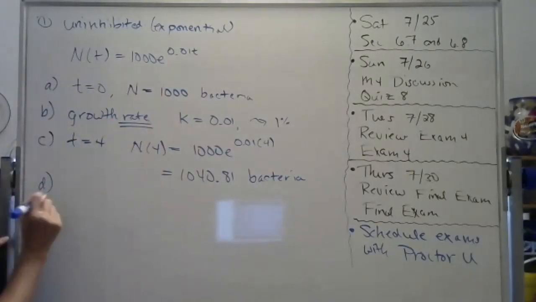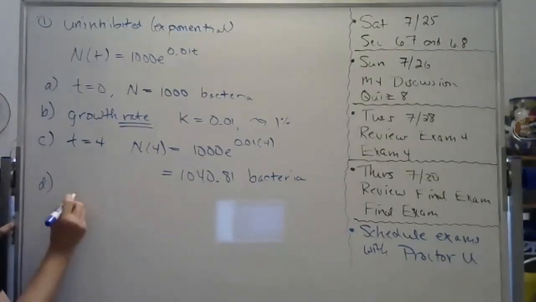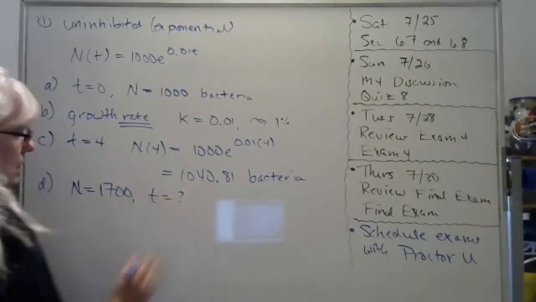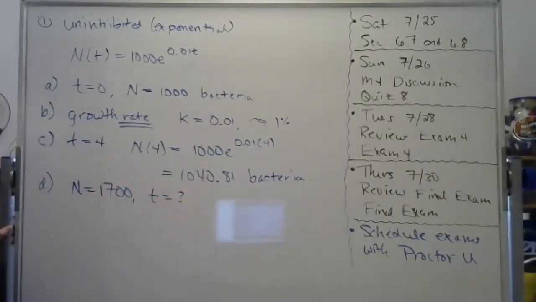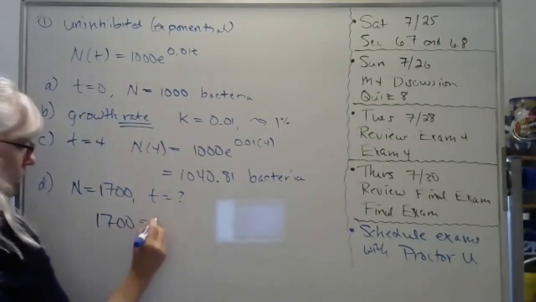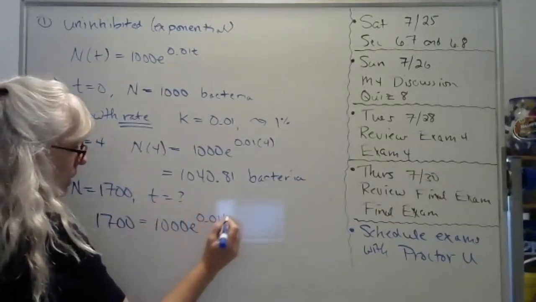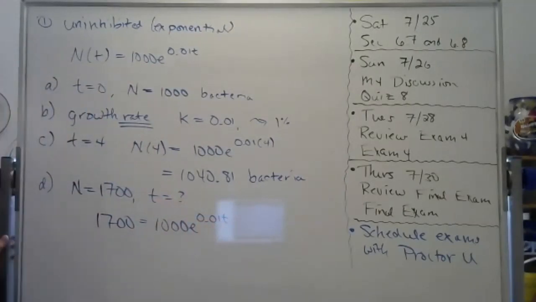Okay, part B says, when will the number reach 1,700? So we want to know, when is n equal to 1,700? So we're going to solve this thing for time. And this is why they're in this section. So following our formula, we're going to set the number at the end of the time as 1,700. That's going to be equal to the 1,000 e to the 0.01 t. And now we have to go solve it for t.